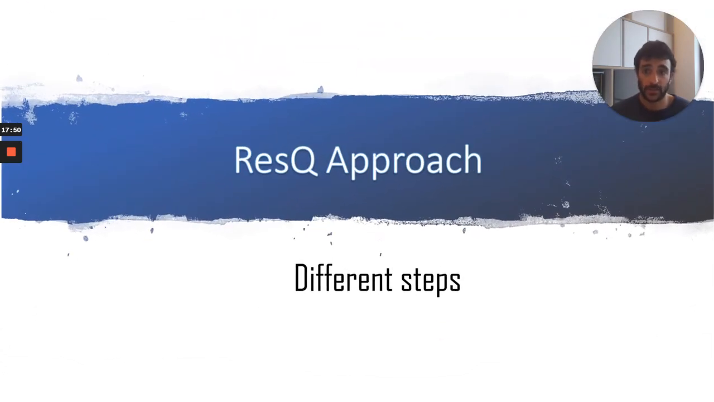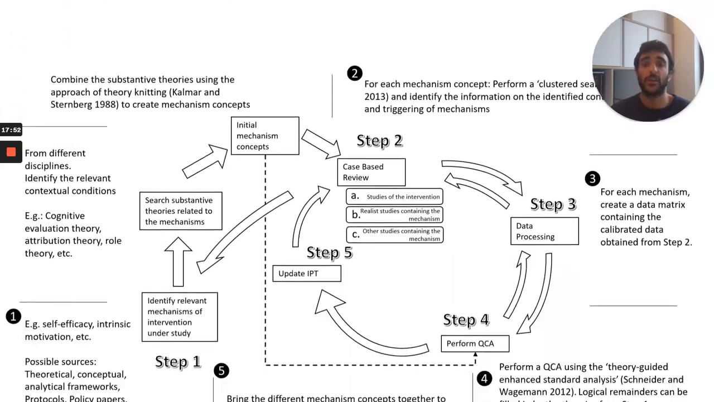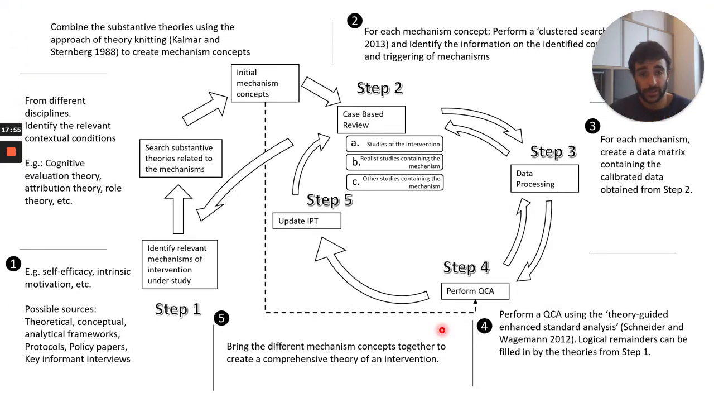Now, what are the different steps? In our last 2 minutes of the presentation, there are 5 steps to this rescue approach, and they're very similar to any realist evaluation. Of course, we start with the initial program theory, and so we start by identifying the relevant mechanisms of the intervention under study. They can come from theoretical conceptual frameworks, policy papers, etc. Self-efficacy, intrinsic motivation, etc. And we subsequently start looking for theories that identify for us the relevant contextual conditions, which we then combine. All these mechanisms and all these theories we combine in an initial mechanism concept.